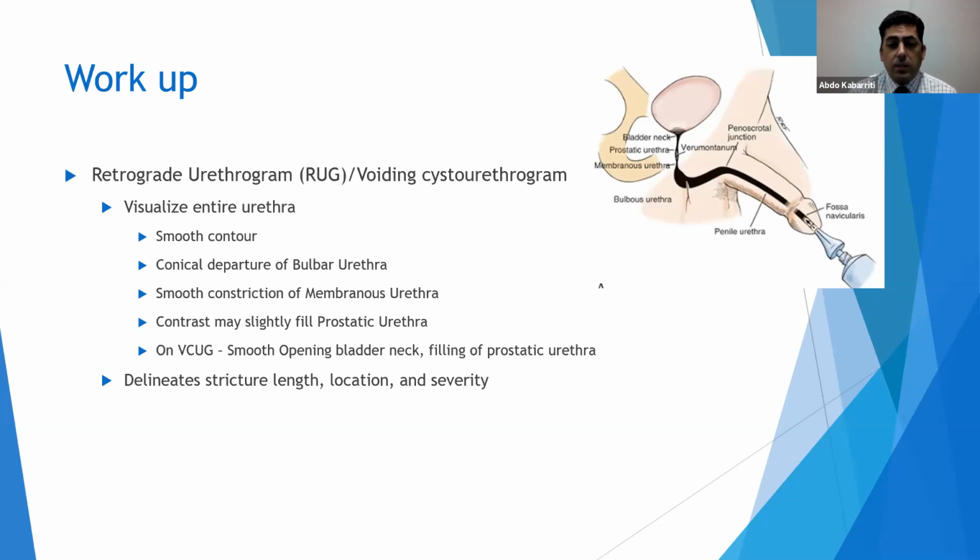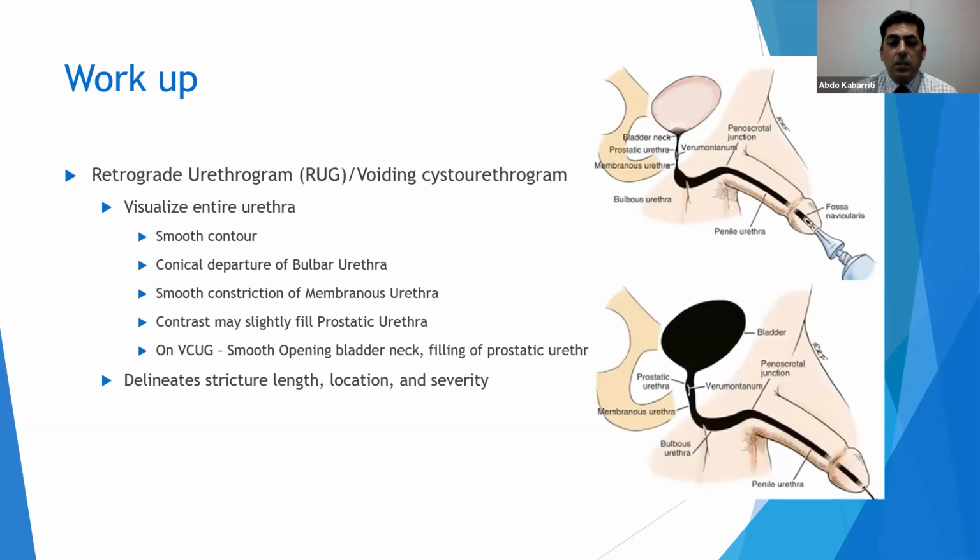Now, some contrast may and should slightly fill the prostatic urethra. The reason we do the voiding cystourethrogram is really so that we could evaluate the posterior urethra. And on that, you should be able to see the nice smooth opening of the bladder neck as well as the filling of the prostatic urethra.